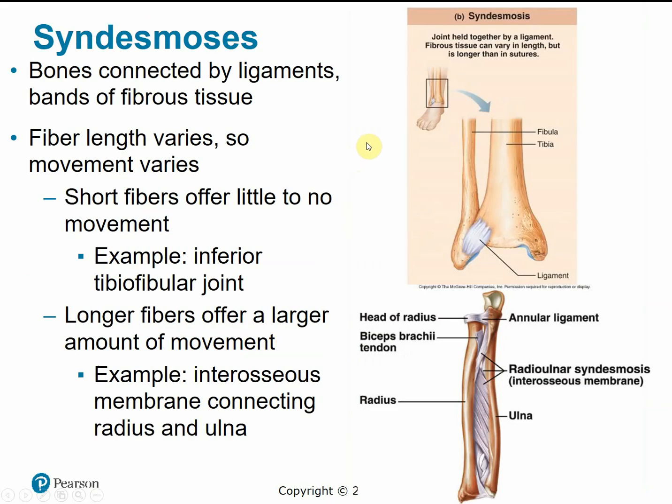Syndesmosis are joints that are connected by ligaments or bands of fibrous connective tissue. The length of the fibers can vary, so therefore the movement can vary. So the shorter the fibers, the less movement will be possible. One example of this would be the tibiofibular joint, so the joint of the two bones in the lower leg. Longer fibers offer a larger range of movement. So an example would be the interosseous membrane between the radius and the ulna of the forearm.